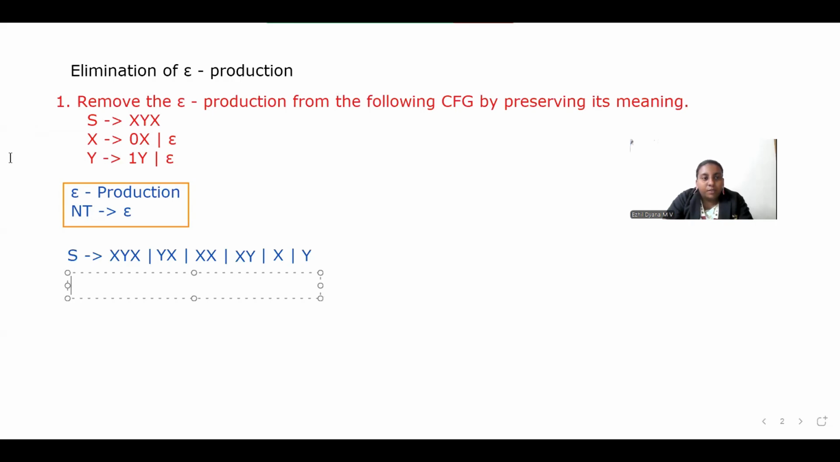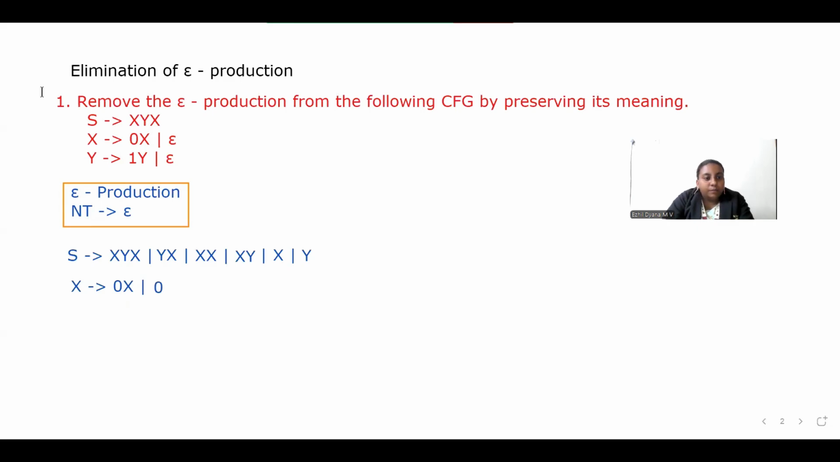So what is the next production? X tends to 0x. So write the production as it is. I've just written this production as it is: X tends to 0x, or we have epsilon. For this epsilon, I will substitute epsilon in place of x. When I substitute epsilon in place of x, I'll get 0, because x becomes null. So what is remaining over here is 0. I'll write this 0 as an alternative production rule.